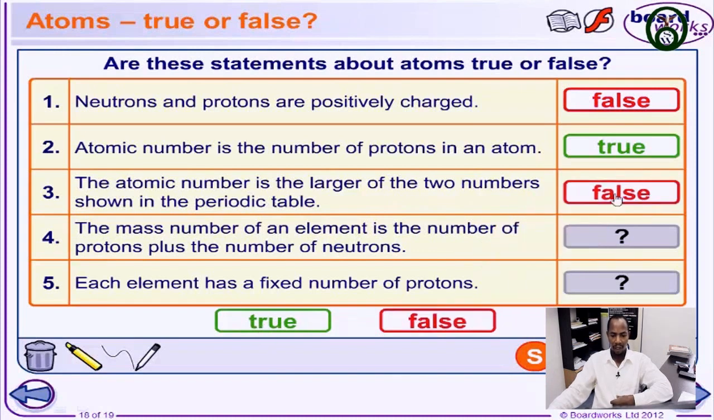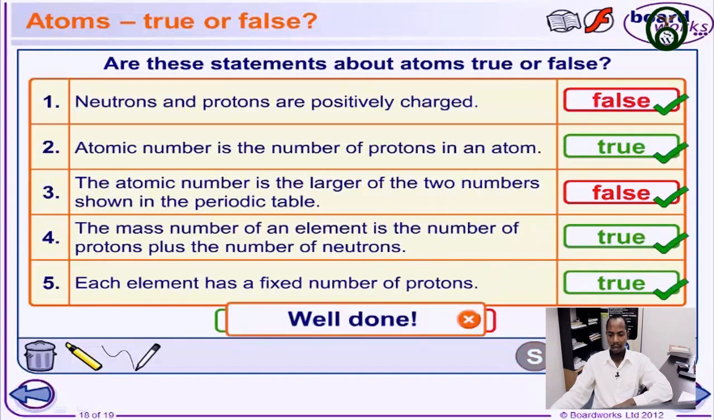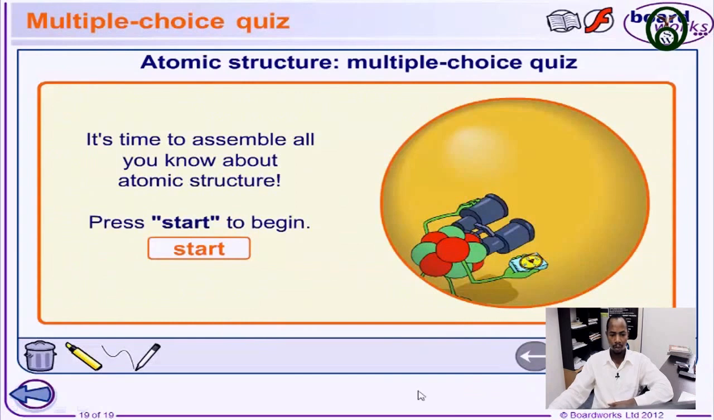Now the mass number of an element is the number of protons plus the number of neutrons. Yeah, proton plus neutron equals mass number, right? That appears to be true. Now each element has a fixed number of protons. That's true, right? Yeah, that's great. It means we were right in our decisions, or we have a good understanding of this topic.